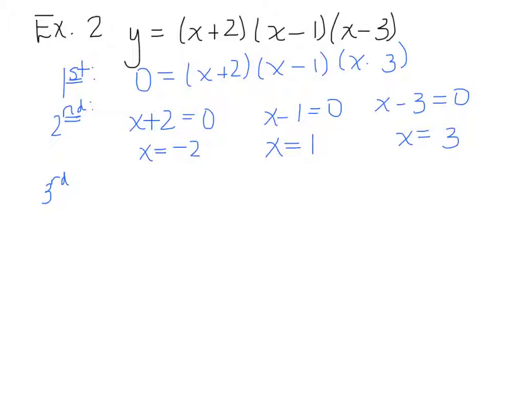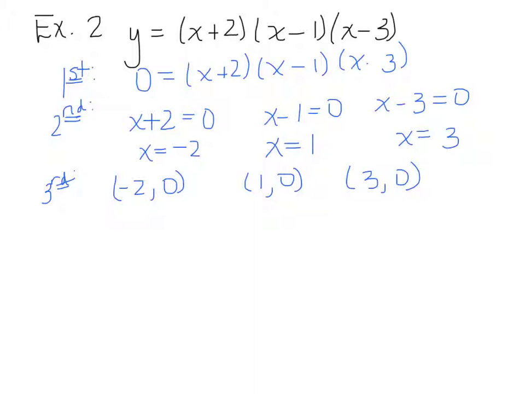Then you're going to write them as ordered pairs. -2, 0, 1, 0, and 3, 0. So these are your zeros. Okay? Now, if they ask you to graph the function, you're going to need your zeros, you're going to need your end behavior, and your y-intercept.